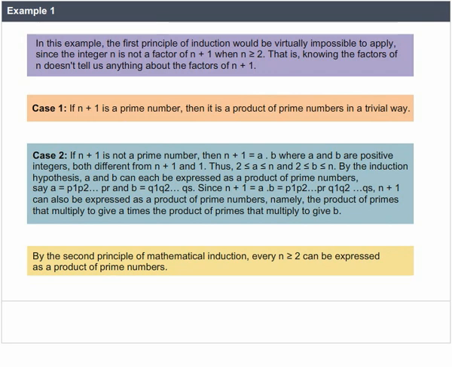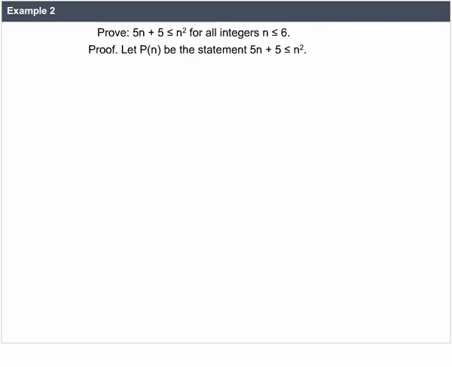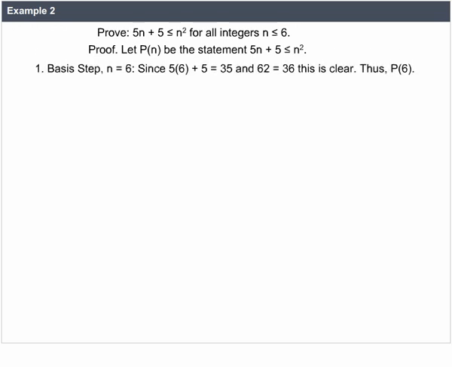Example 2. Prove 5n plus 5 is less than or equal to n squared for all integers n greater than or equal to 6. Proof: let P of n be the statement 5n plus 5 less than or equal to n squared. Number 1. Basis step: n equal to 6. Since 5 times 6 plus 5 equals 35 and 6 squared equals 36, this is clear, thus P of 6 is true.